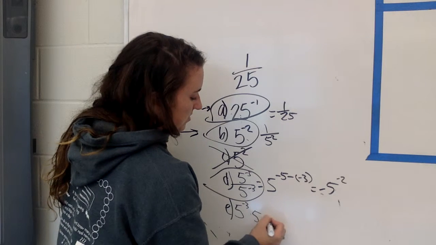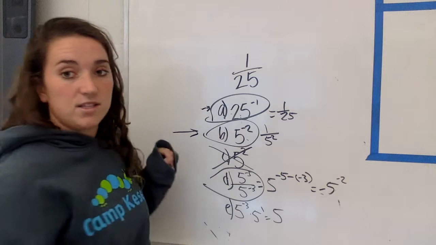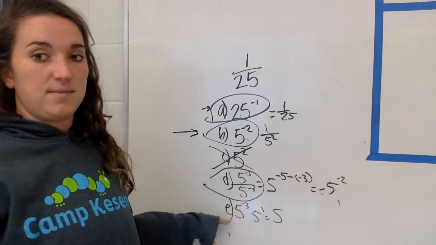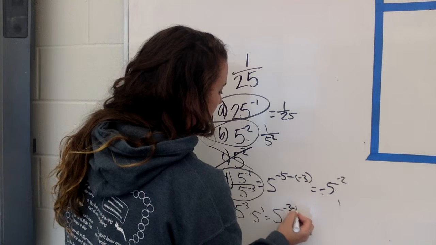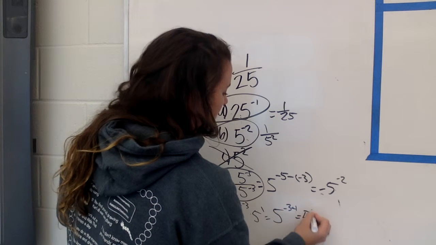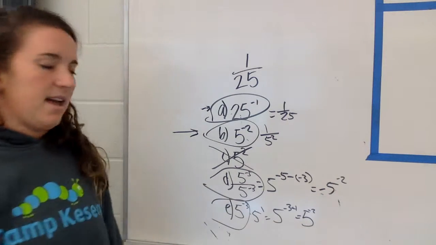And E, we do the same thing. This can have an exponent of 1, so it's 5 to the -3rd power times 5 to the 1st power. So then we'd add -3 plus 1, and we'd get -2. So the answers are A, B, D, and E.